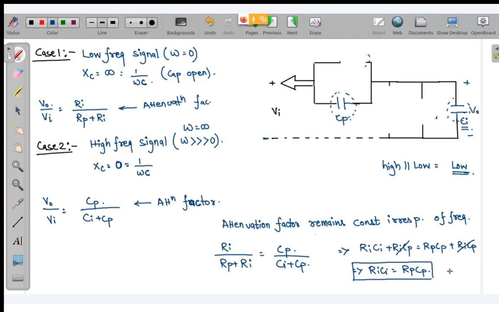See, what I am telling, please listen. So this is the condition which we should maintain so that attenuation factor remains constant irrespective of the frequency. Are you getting the point? Are you getting the point what I am telling?